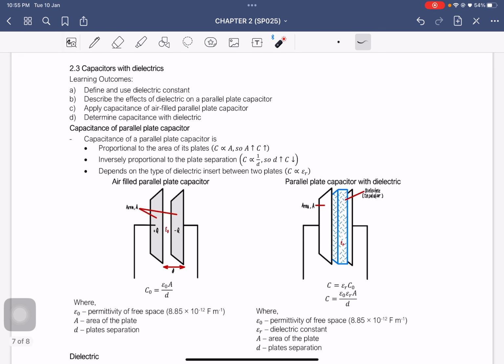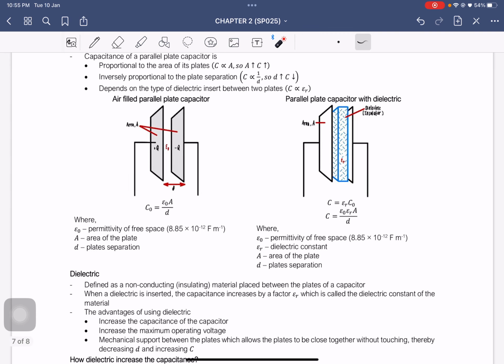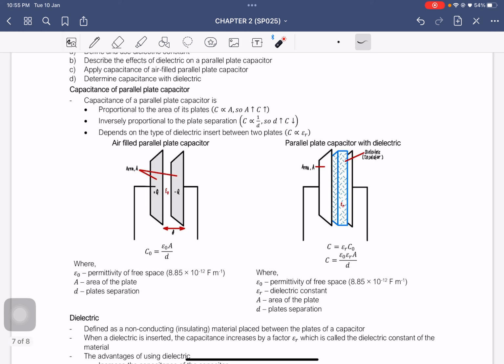So the capacitance of a parallel plate capacitor is proportional to the area of its plate. So if the area is bigger, the capacitance would also be bigger. And then it is inversely proportional to the plate separation. So the plate separation is basically this distance here. So if the plate separation is bigger, the capacitance would be much lower.